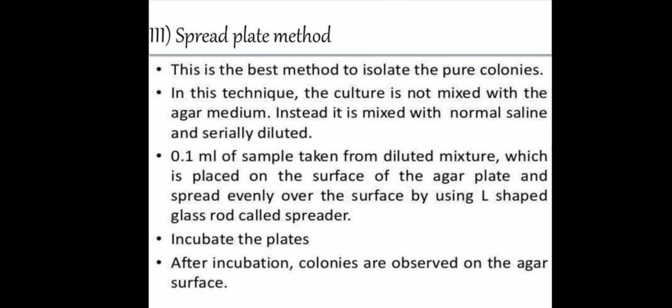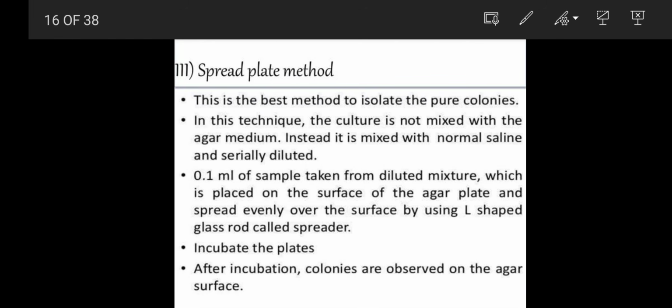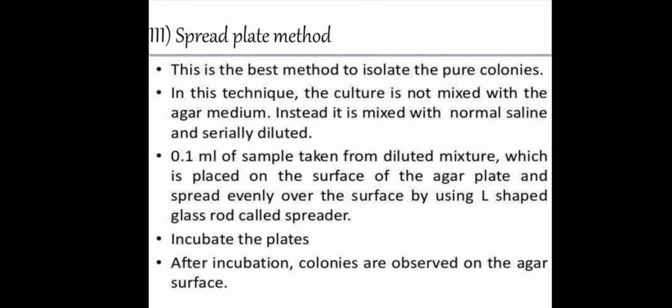Spread plate method. This is the best method to isolate pure colonies. In this technique, the culture is not mixed with the agar medium. Instead, it is mixed with a normal solvent and serially diluted. 0.1 ml of sample is taken from the diluted mixture, placed on the surface of the agar plate and spread evenly over the surface using an L-shaped glass rod called a spreader. Incubate the plate. After incubation, colonies are observed on the agar surface.